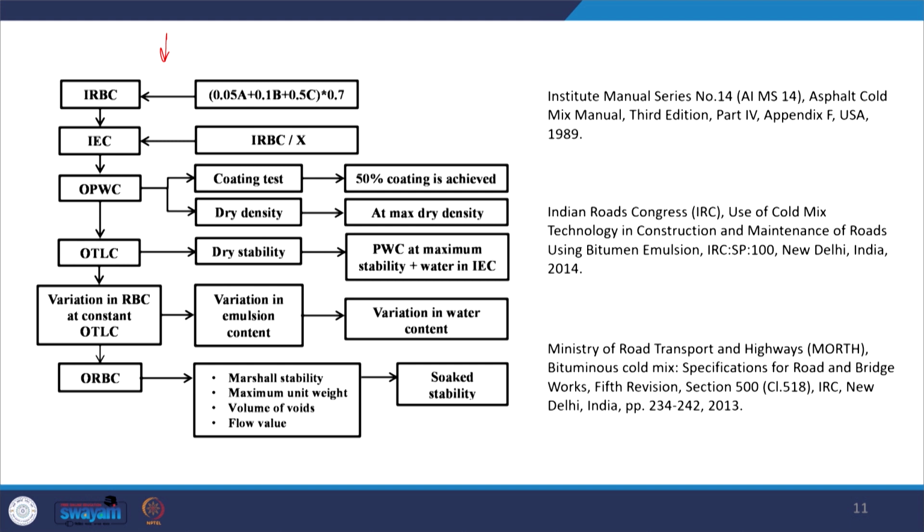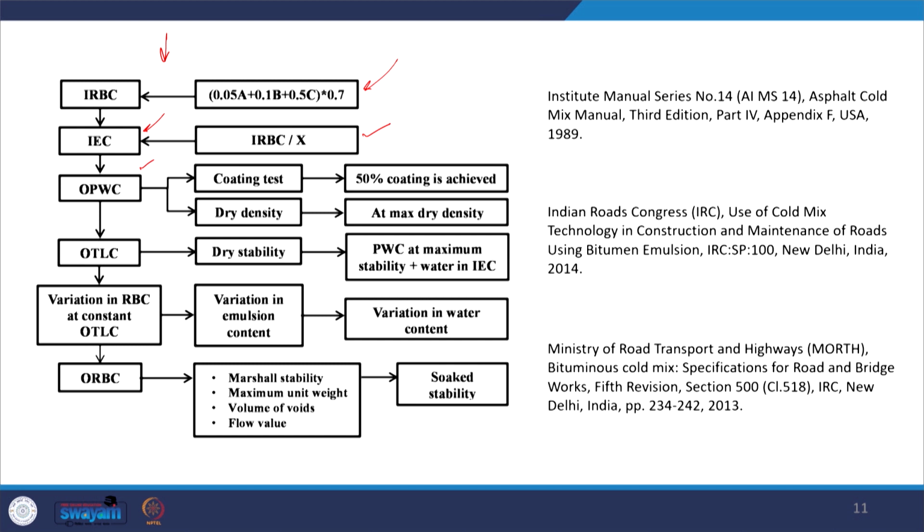The first step is to determine the initial residual bitumen content using this empirical formula, and once we have the IRBC we can know the initial emulsion content because IRBC has to come from the emulsion. So I can determine the initial emulsion content using this formula. Then we will determine the optimum pre-wetting water content, and this can be done either using a coating test where we have to ensure at least 50% coating, or a dry density test. So we will select the pre-wetting water content corresponding to the maximum dry density, which will then be termed the optimum pre-wetting water content.